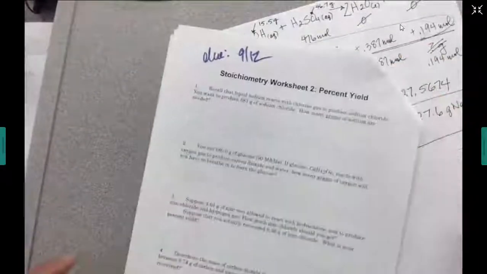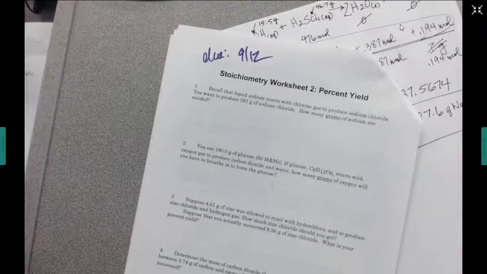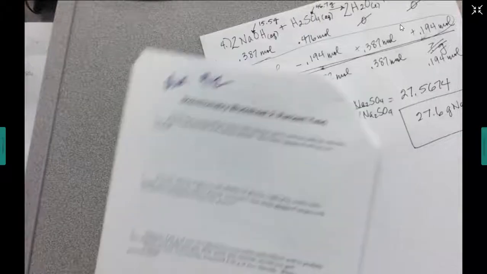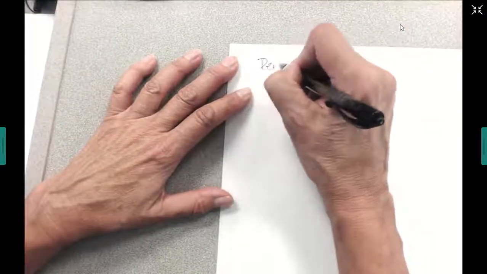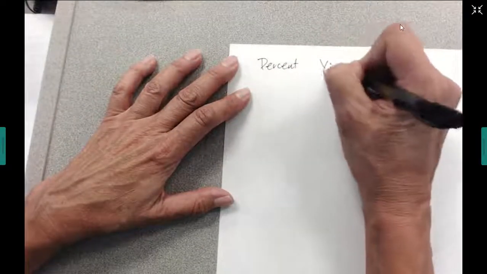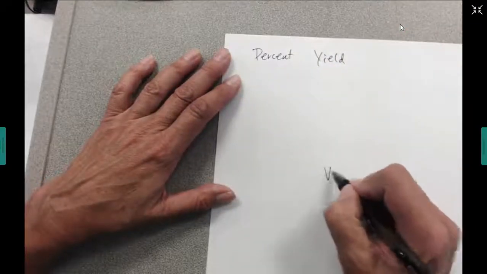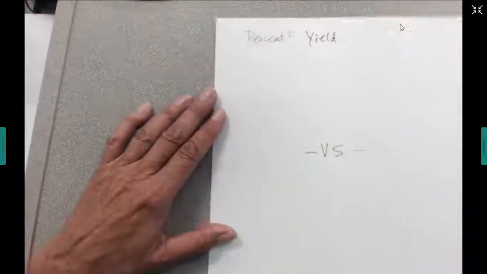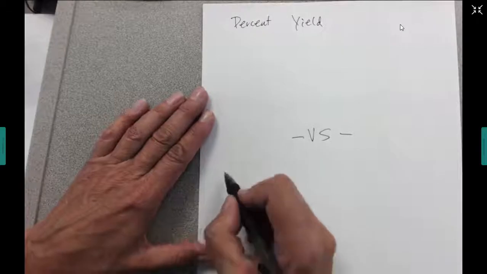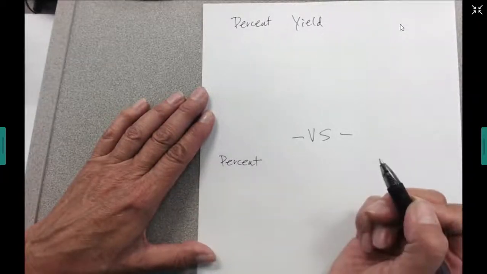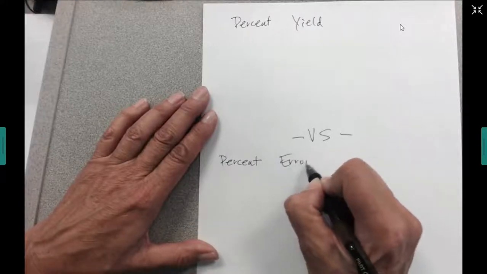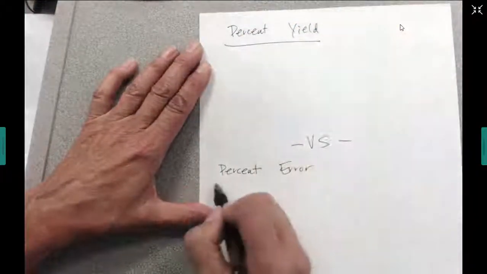Percent yield, hot diggity dog. Now this is going to be something that you are going to use a lot in lab. And there's two types of comparison in lab. There's percent yield and percent error. And let's talk about each of those. So percent yield versus, and this always used to drive me crazy because students use both interchangeably and they're very different ideas, percent yield, percent error. All right, percent yield versus percent error.